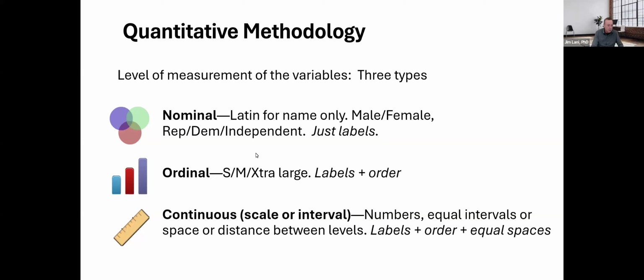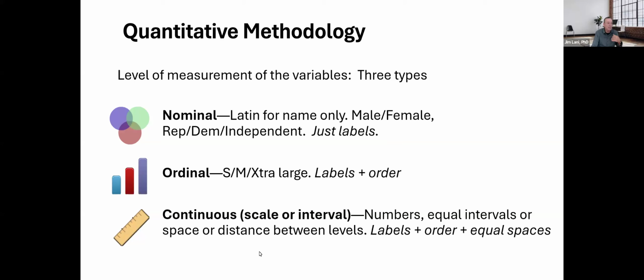Ordinal is a label plus an order. I have a label: this is small, this is medium, this is extra large. So I have labels for these levels and they're in some order. But the interval, the distance, does not have to be equal. So I can have a small Coca-Cola at 8 ounces, a regular or medium Coca-Cola at 12 ounces, and then an extra large at 32. Obviously they're labeled and in order, but they're not equal distances per se.